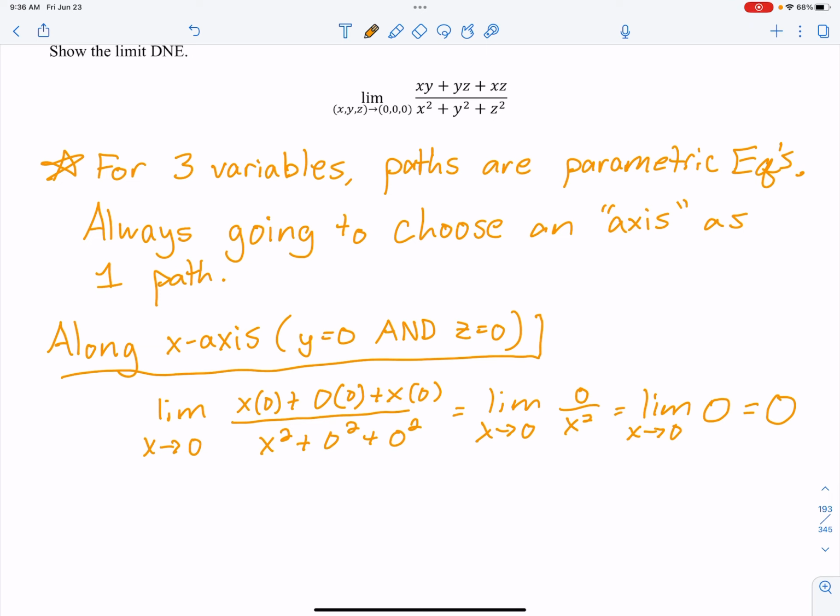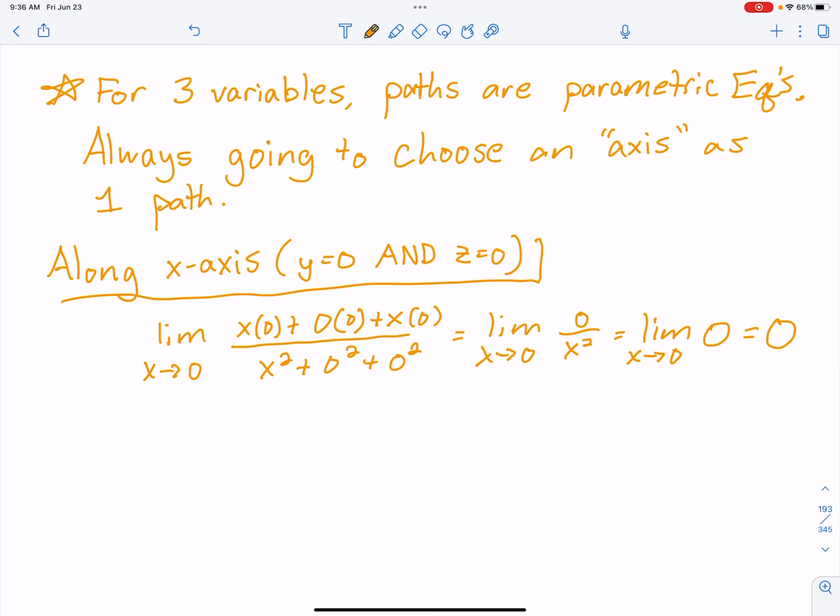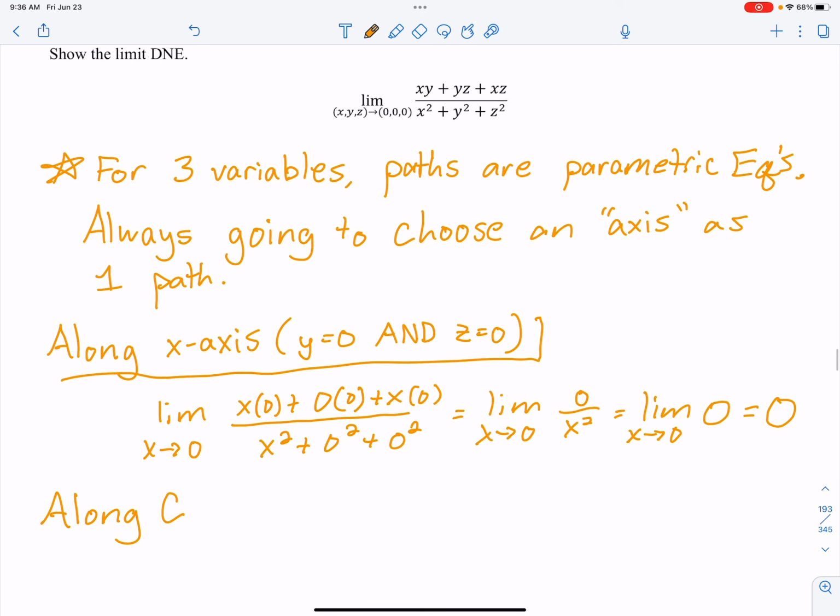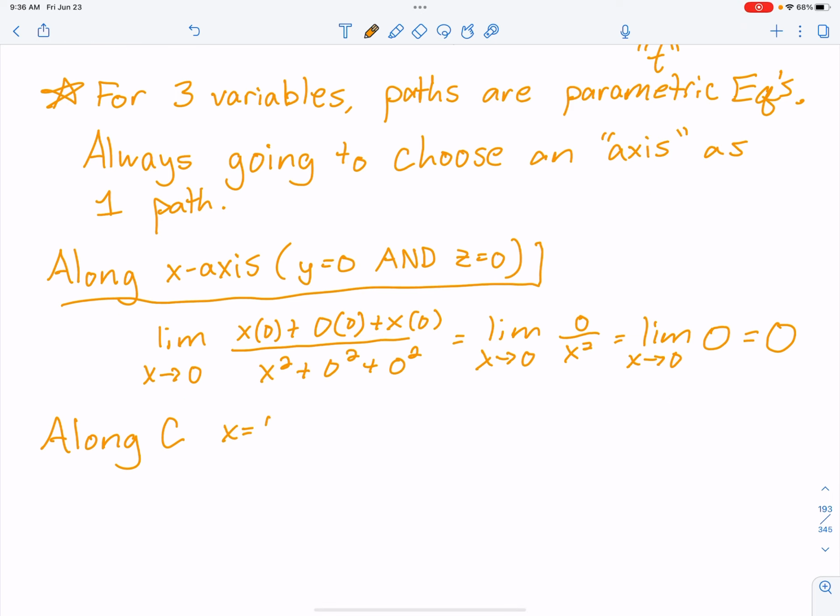Now, how we determine this next method, I'm going to call it C. Along the path C, C is going to be defined in a way, I'm trying to match powers. So if I got to change everything to the parametric equations, that's t, it would just make sense to make everything the same power on the denominator so I can get it down to one term. So I'm going to let x equals t, I'm going to let y equal t, and I'm going to let z equal t.